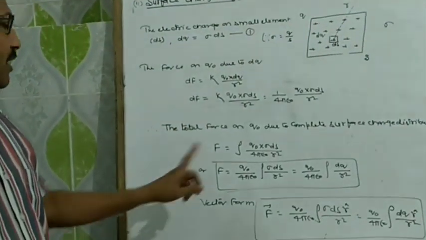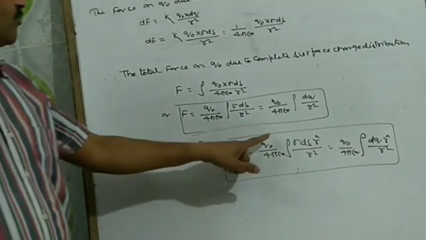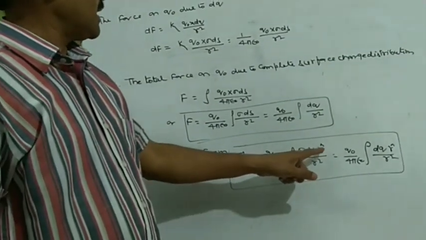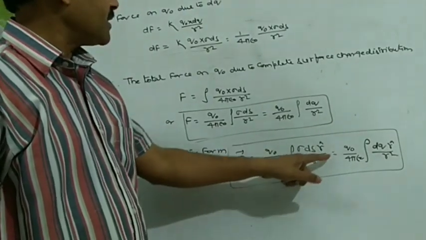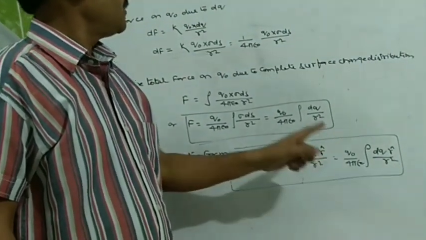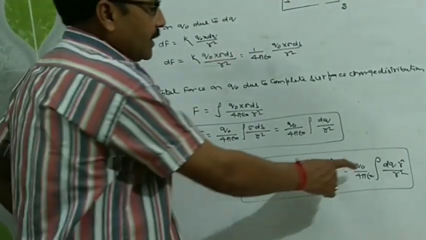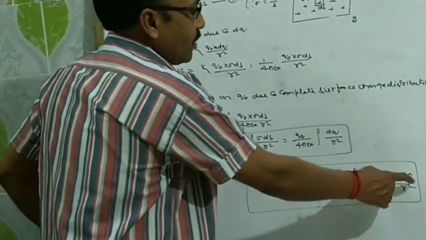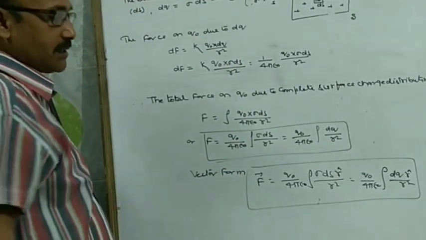After this, if we want to find out its vector form, then F will be equal to q naught upon 4 pi epsilon naught integration sigma ds r cap upon r square, where r cap is the unit vector along r, meaning from dq to q naught. And this can also be written as q naught upon 4 pi epsilon naught integration dq r cap upon r square. So this is the vector form of this.